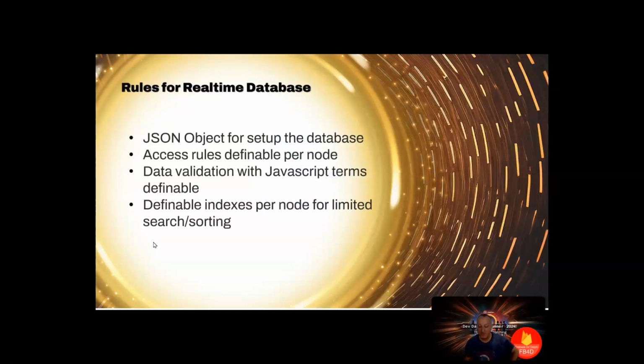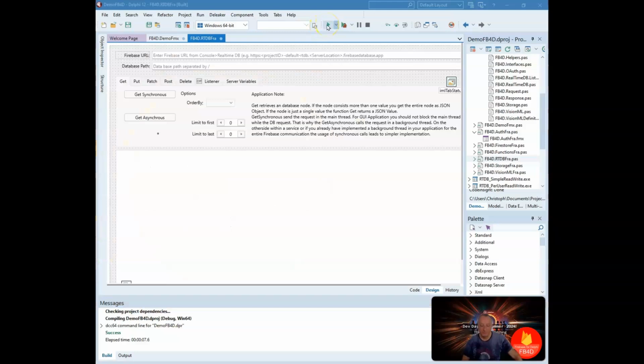The real-time database has its own JSON object as a setting, where access rules can be defined per node. Read and write rights can be defined differently. Validation rules can be written to ensure a minimal data structure. Individual fields can be indexed for faster search and sorting access. Enough of the theory. Let me start with setting up the real-time database. First, I start the demo application again and sign in with the previously created user.